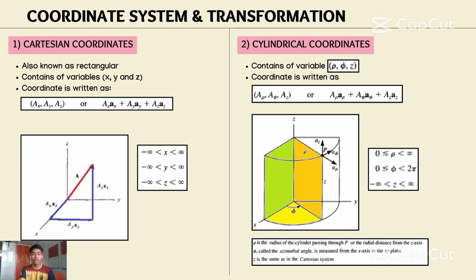Next is cylindrical coordinate. It contains variables rho, phi, and z. The coordinate is written as a rho, a phi, a z. The value of rho can be 0 until infinity. Value of phi is 0 until 2 pi, and the value of z is negative infinity until infinity.